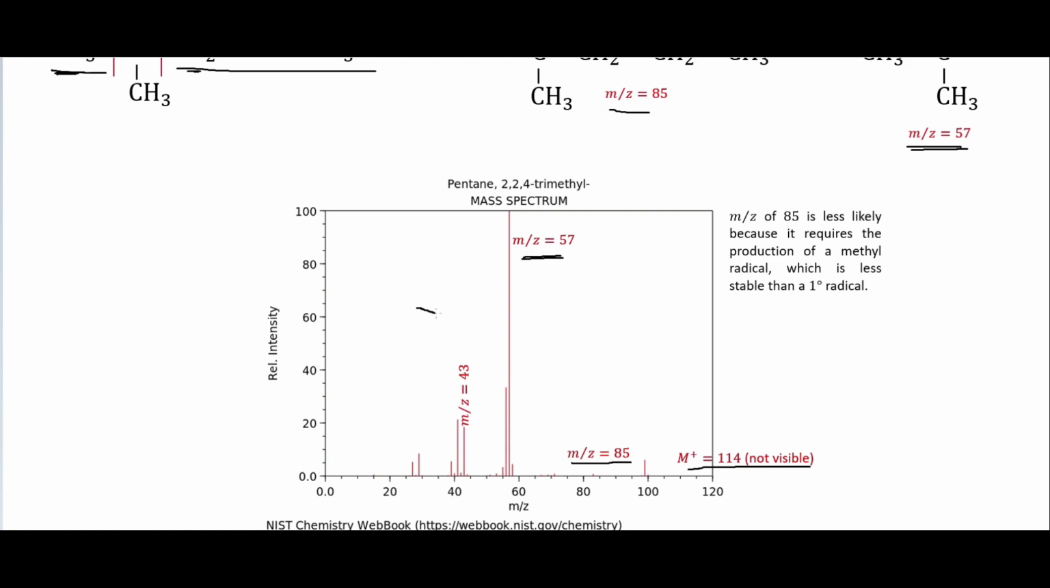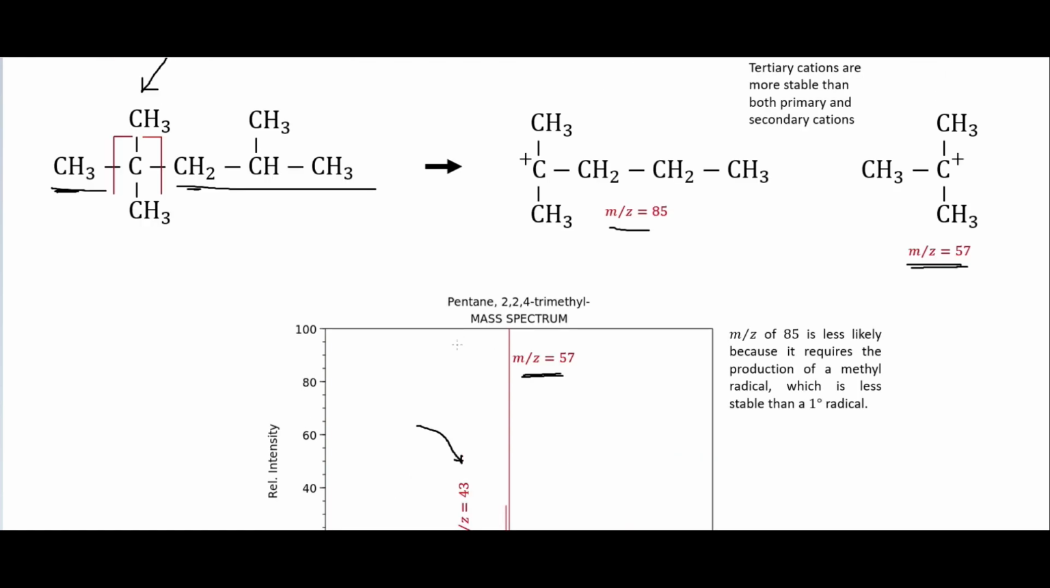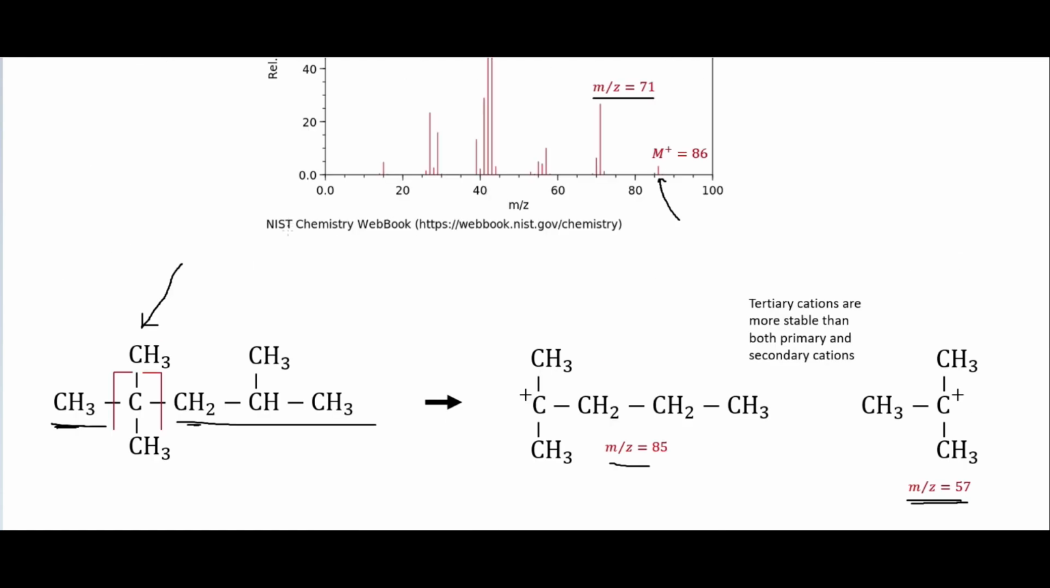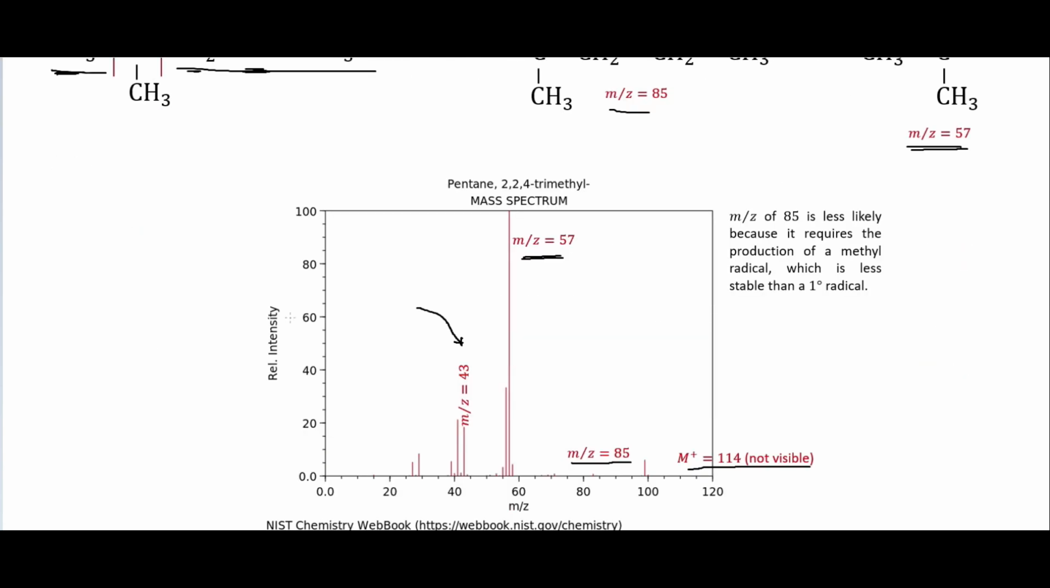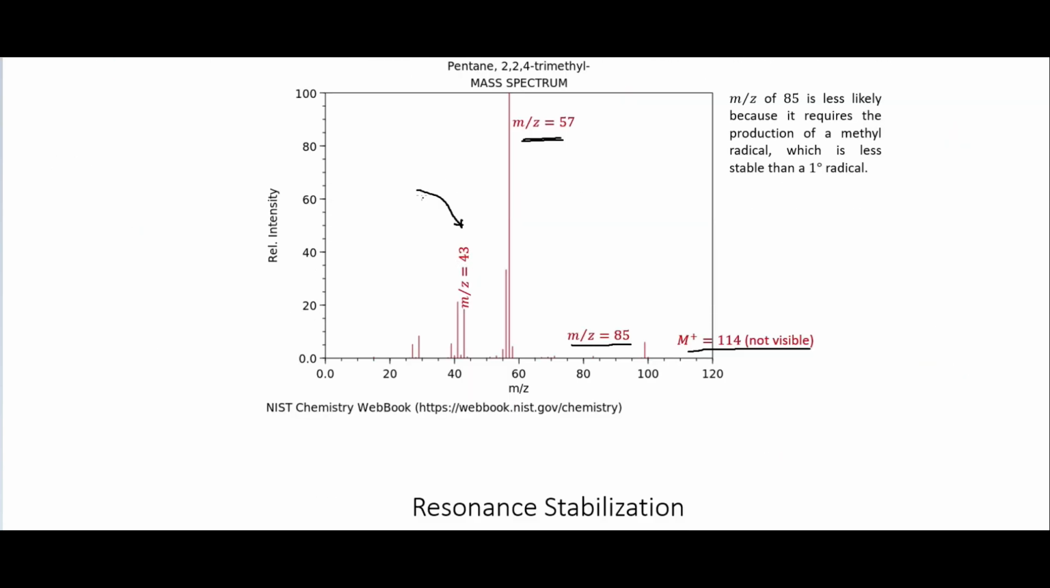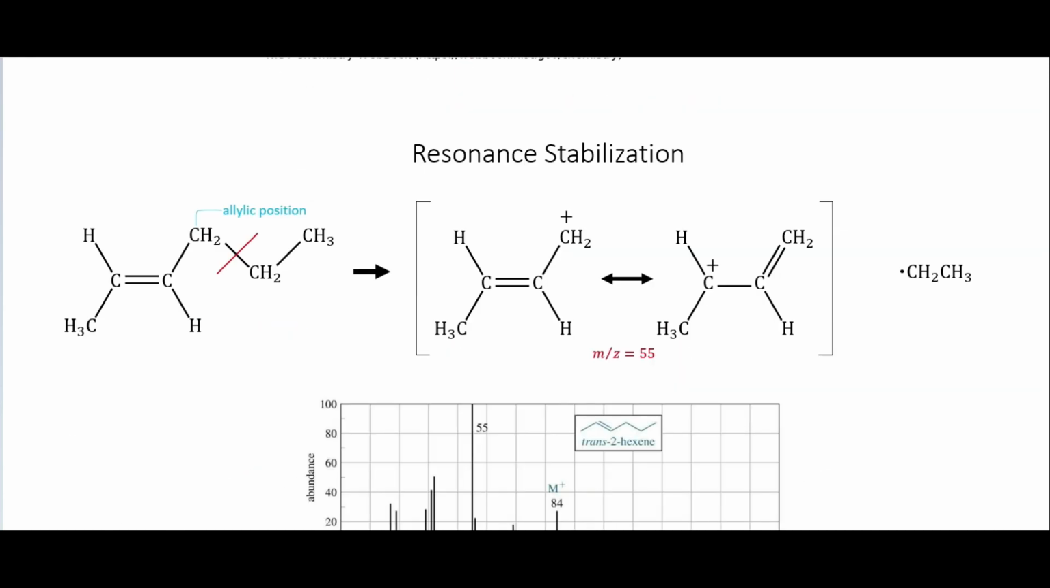And so we can also see here we have our M over Z of 43, which is if we broke it off at the secondary carbon here, so that we generated a secondary carbocation. And so although we see that the peak is higher than most other peaks on here, it's a lot smaller than our M over Z of 57 because the tertiary carbocation is going to be more stable than even the secondary carbocation. And so that is looking at the substituents on carbons giving us stability. The other thing, as I said, is the resonance stabilization.